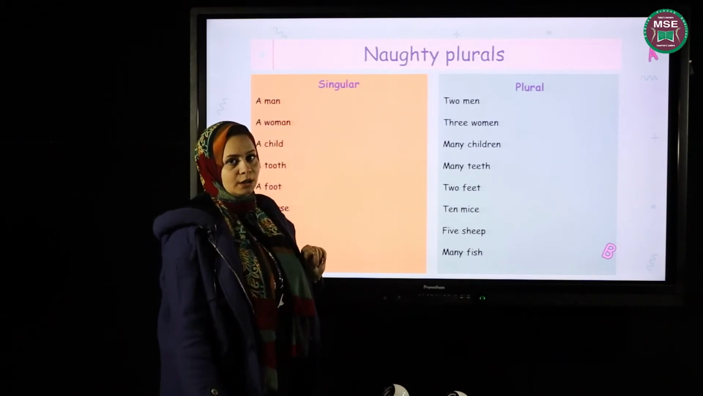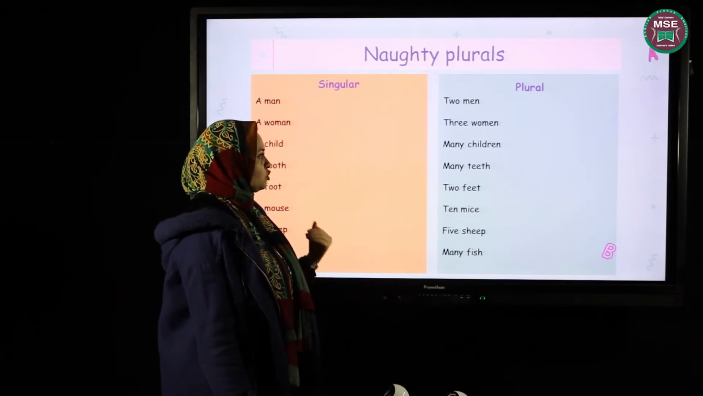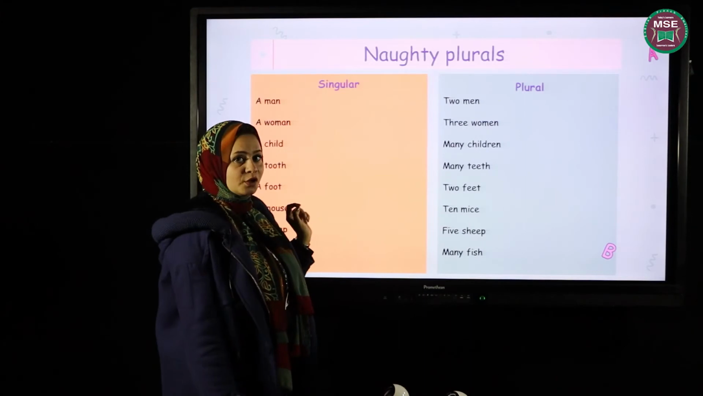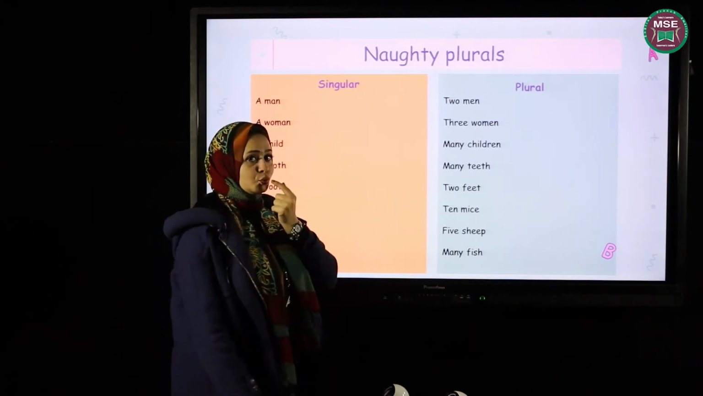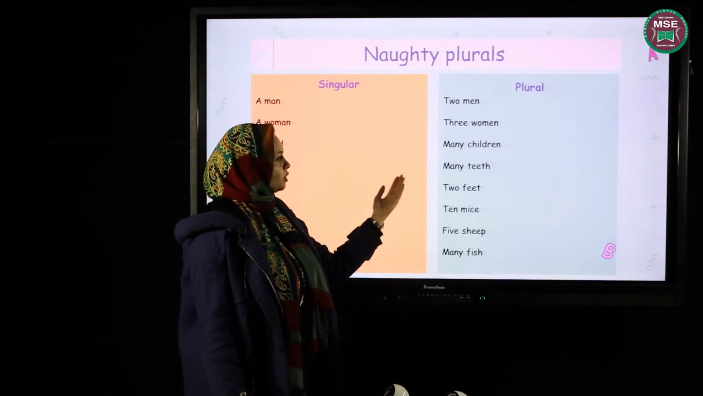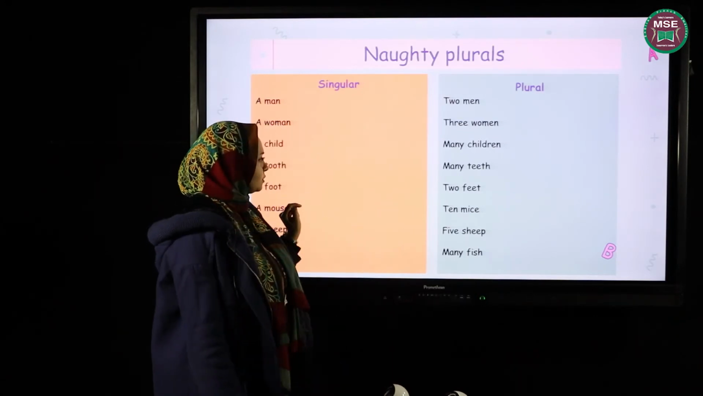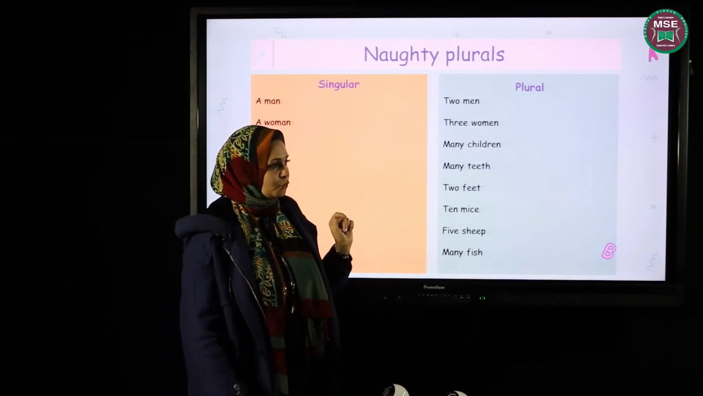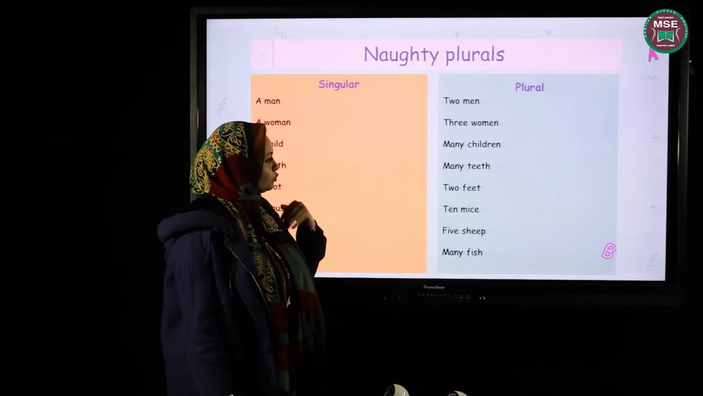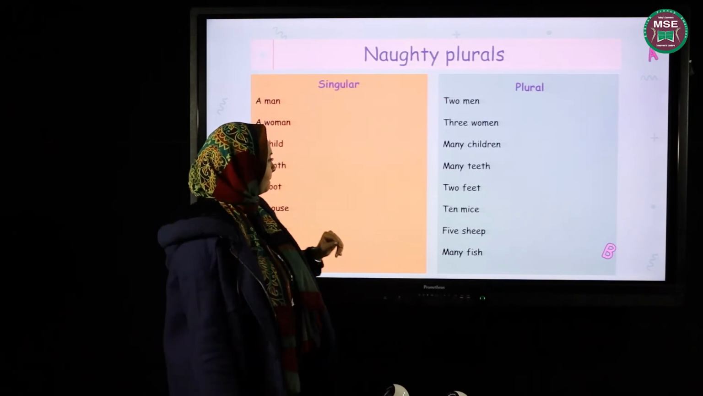Child, a child. If you want to say there is more than one child, you must say many children. Tooth, a tooth, just one tooth. So in the plural form, you're going to say many teeth. Foot, a foot, just one foot, the left foot or the right foot. So if you want to talk about both, you're going to say two feet.